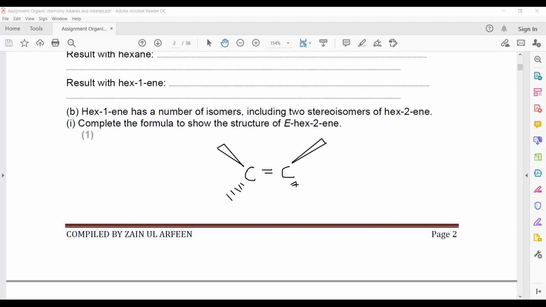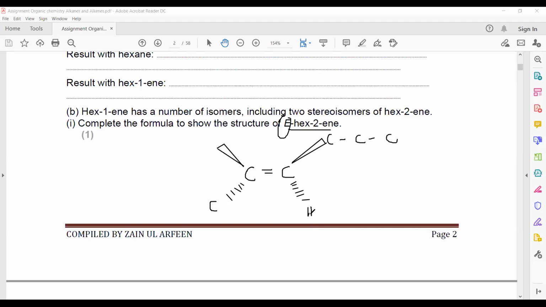Like showing that one of the bonds is into the plane, another one is out of the plane. So we want to draw hex-2-ene. The second position should have the double bond. So this is carbon 1, 2, 3, and because it is E, the other heavy group should be on the opposite side. So 1, 2, 3 are already there, and then 4, 5, 6.